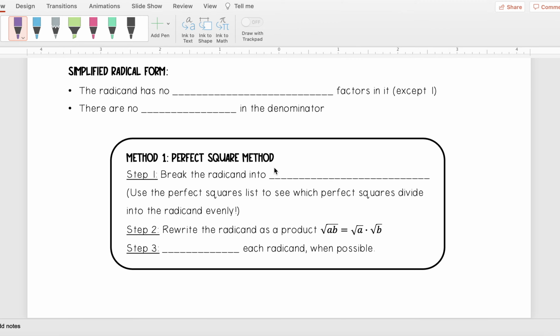So for this video, we're going to be looking at the first method of rewriting these radicals in simplified radical form. And so first, what exactly is simplified radical form? Well, that is when the radicand has no perfect square factors in it, except for one. And there are no radicals in the denominator.